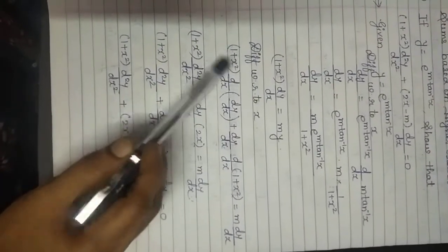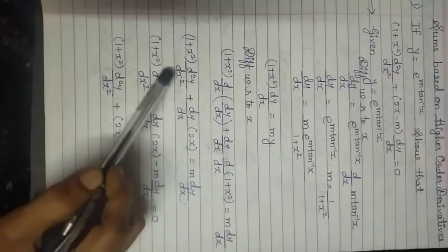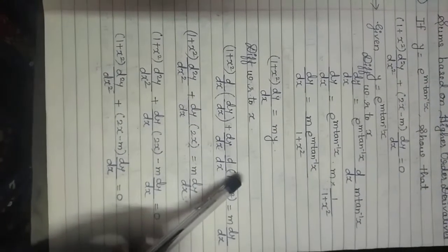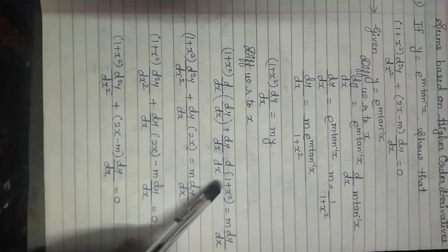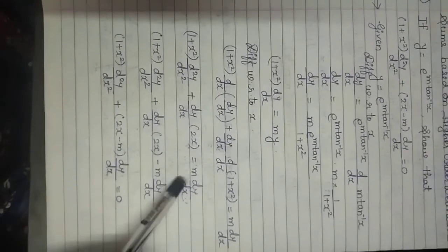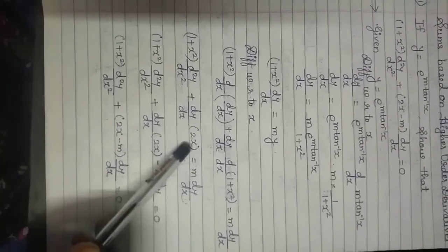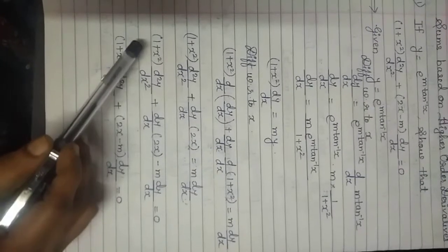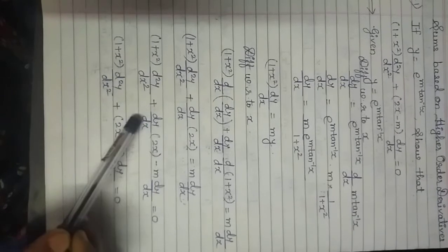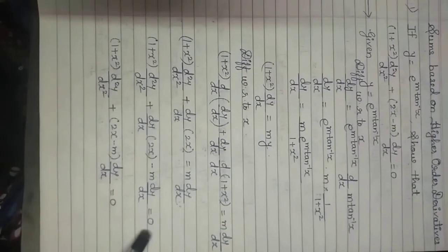So we will get 1 plus x square. Derivative of dy by dx is d square y by dx square, plus dy by dx as it is. Derivative of 1 plus x square is 0 plus 2x. So we will get 2x here, equal to right hand side as it is. So if we shift this right hand side to LHS, then we will get 1 plus x square d square y by dx square plus dy by dx into 2x minus m into dy by dx is equal to 0.